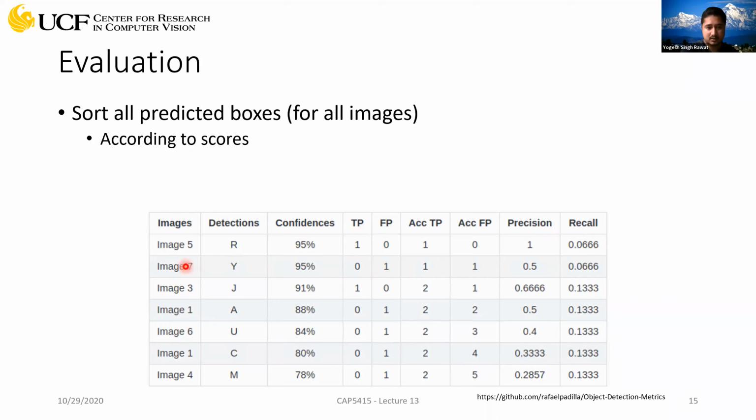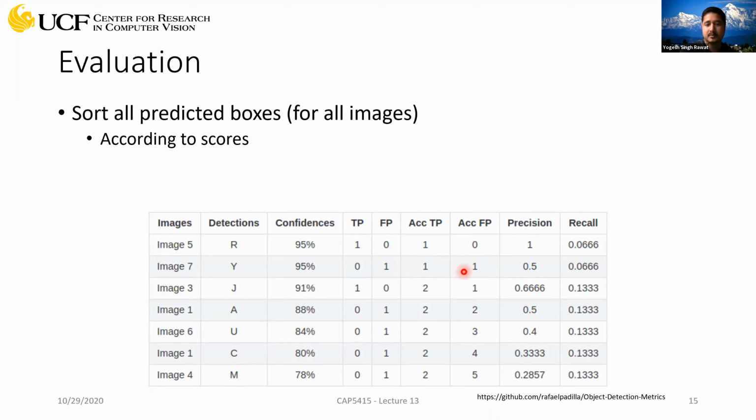Again, you will go to the image, you will check the detection and the confidence, then you will see whether this is a true positive or a false positive. So in this case, it's a false positive. Now what you will do is accumulate this into these two variables. So far you have seen one true positive, and so far you have seen one false positive. Using these two, again, you will compute precision and recall.